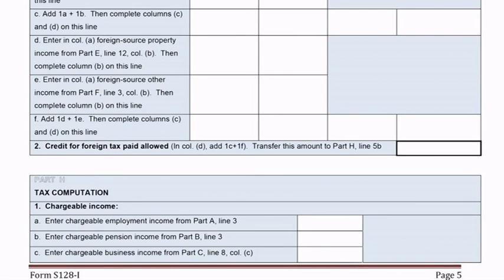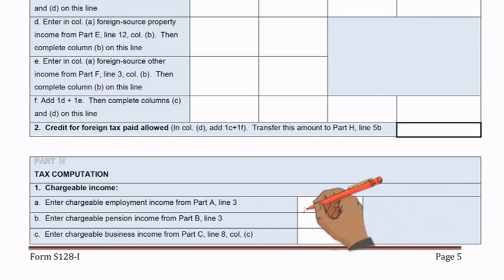Part H. Tax computation. 1. Chargeable income. In this section, fill in the chargeable income from Part A, B, C, D, E, and F. In our example, we fill in the chargeable income from Part A and C.